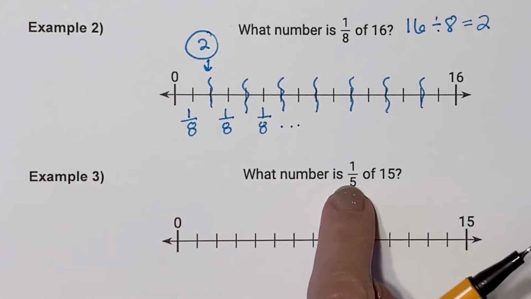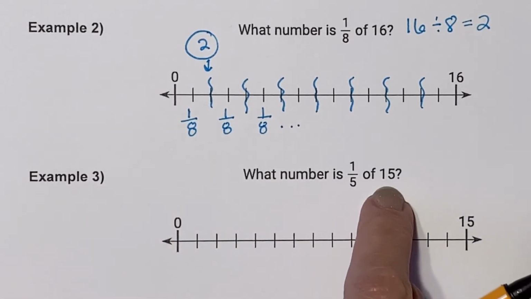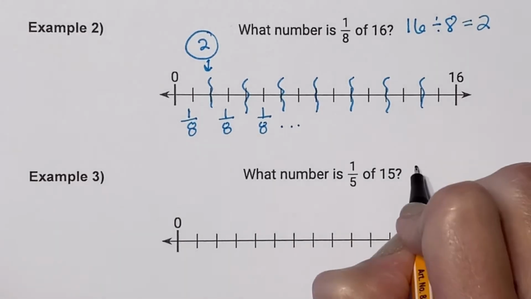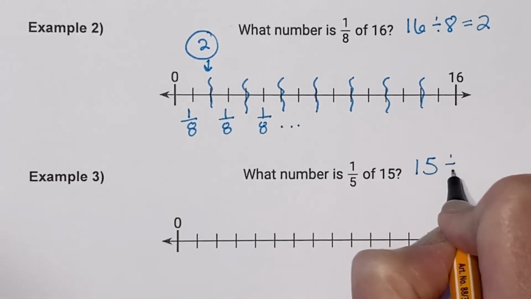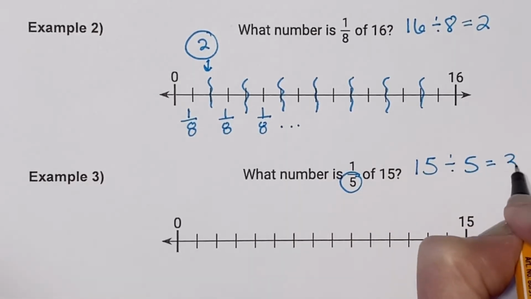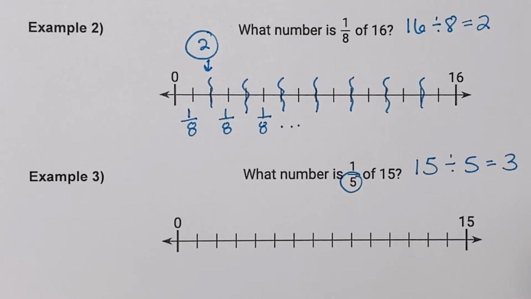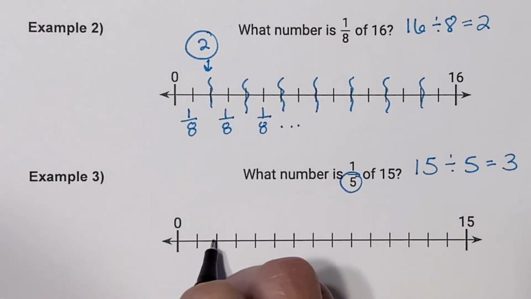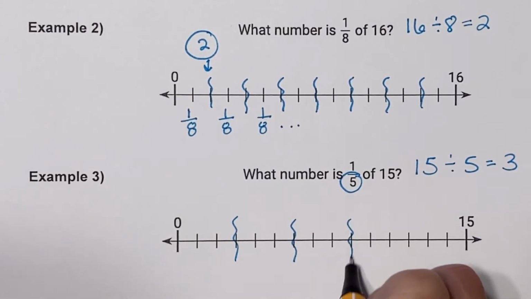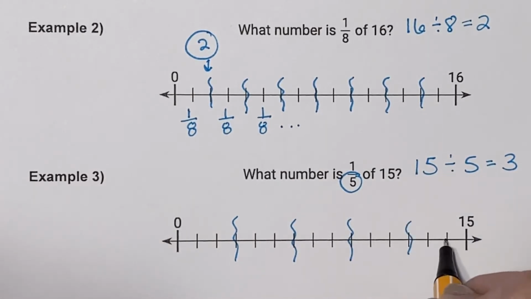Example 3, what number is 1/5 of 15? I bet you're getting the hang of this. Let's see, I have 0 through 15. That means I'm taking 15 and dividing it into 5 equal parts. That means each of those parts is going to be 3 units long. So what does that look like? Here's 1, 2, 3, 1, 2, 3, 1, 2, 3, 1, 2, 3, and 1, 2, 3.